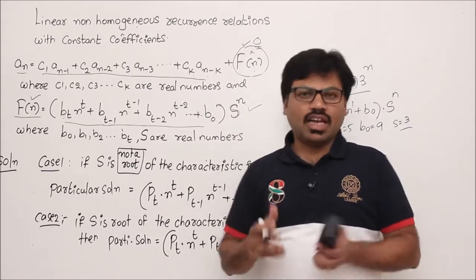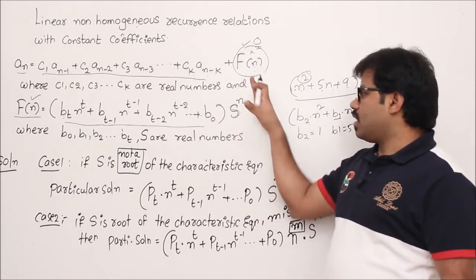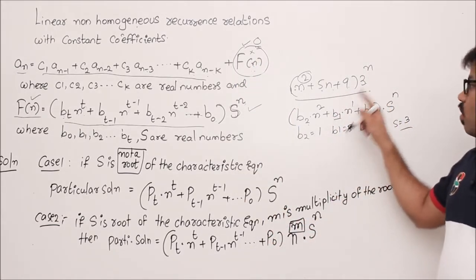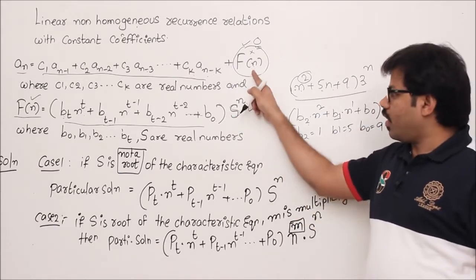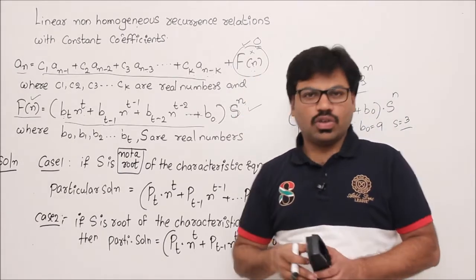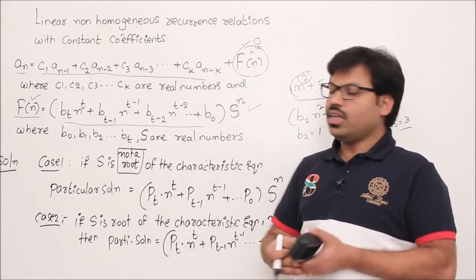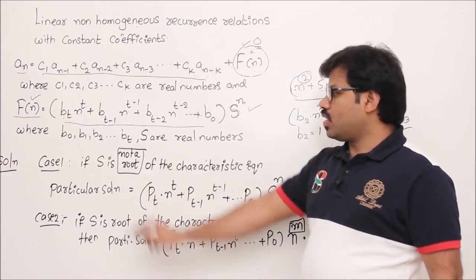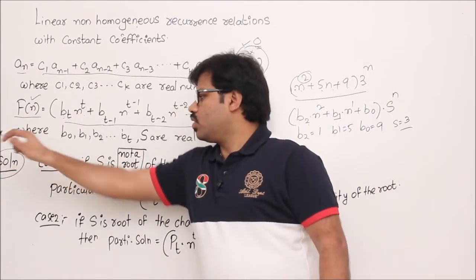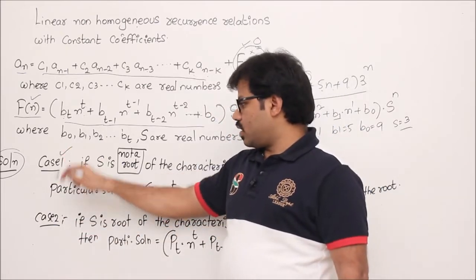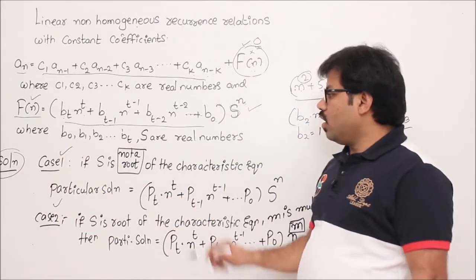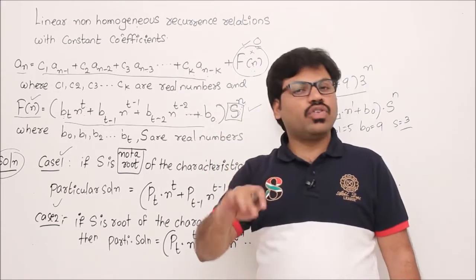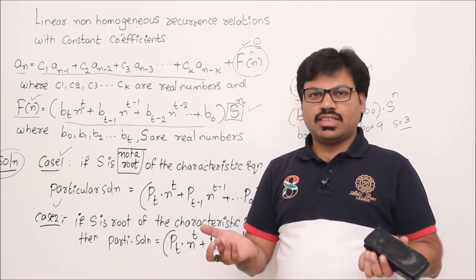Finally, you have some linear non-homogeneous recurrence relation with some f of n in the form of a polynomial times some constant to the power n. When you have such an f of n, then we have a solution. Sir, what is that solution? The particular solution. Okay. So you know that we have to find the particular solution and the homogeneous solution. I am going to teach you first how to find the particular solution. The particular solution depends on two cases, case 1 and case 2. In case number 1, this s which we are talking about now is a root of your characteristic equation. Sir, what is the characteristic equation?